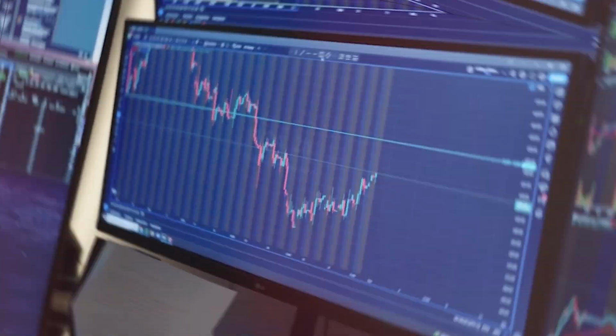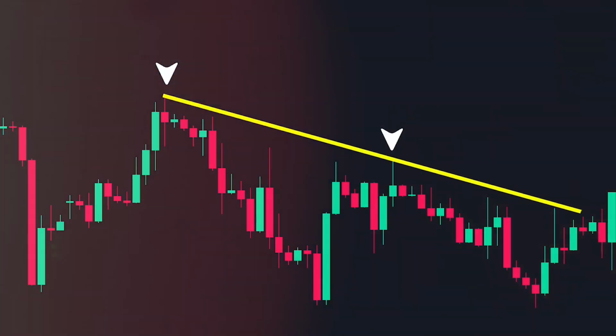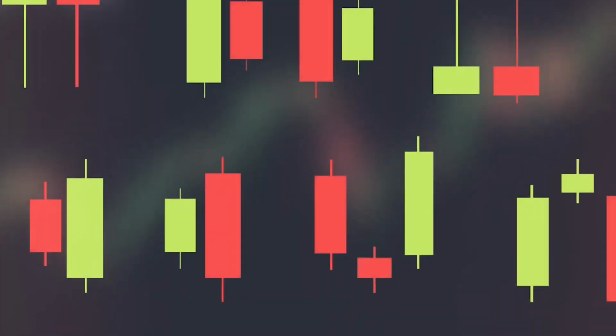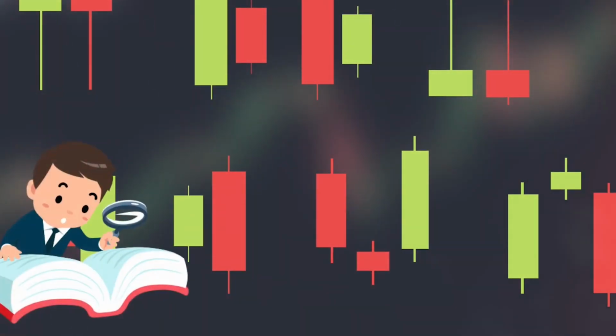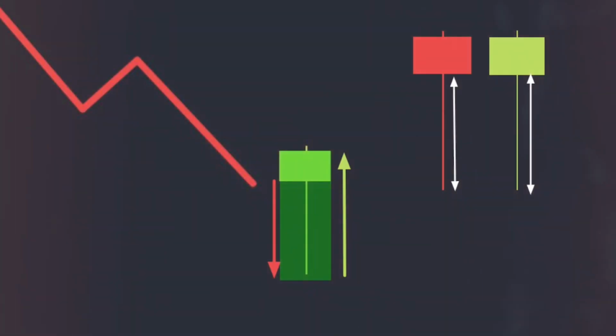Let's delve into some of the most common and reliable candlestick patterns used by traders. 1. Doji. A doji forms when the opening and closing prices are virtually the same, resulting in a small or non-existent body with long upper and lower shadows. This pattern indicates indecision in the market, where neither buyers nor sellers have gained control.